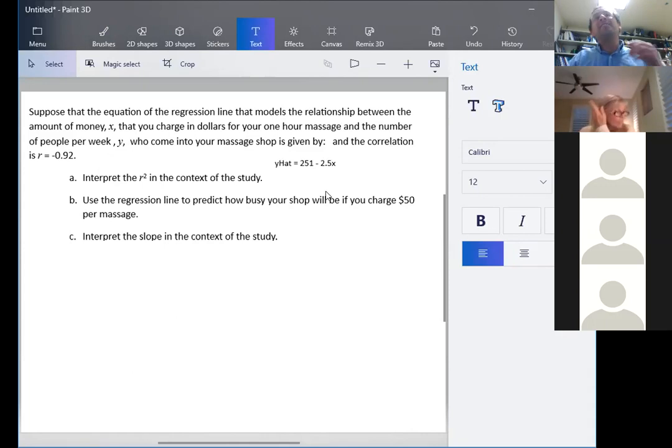So the y-intercept has no meaning because a massage parlor is not going to charge $0 for massage. It won't ever happen because it's a business. Okay, it's not a charity. So in this case, the y-intercept has no meaning. Any questions at all on the regression analysis before I do the main thing of the day?